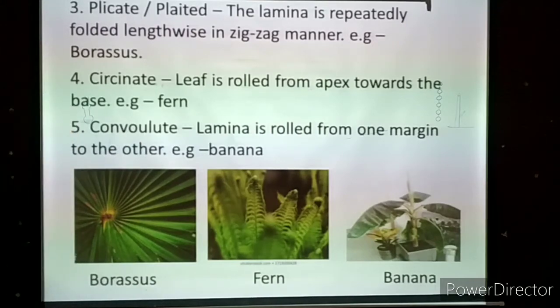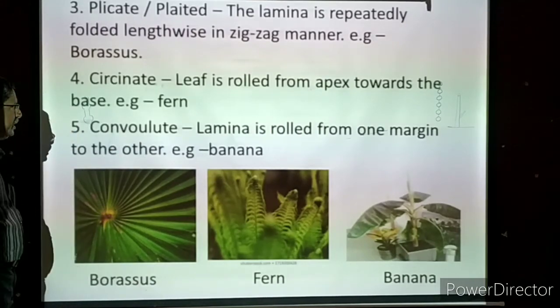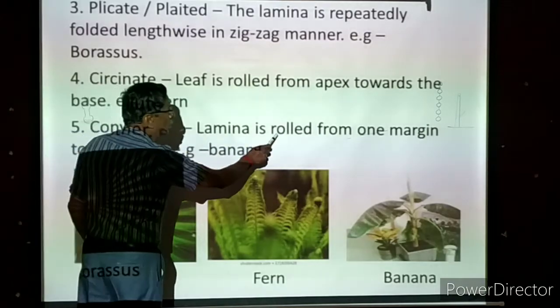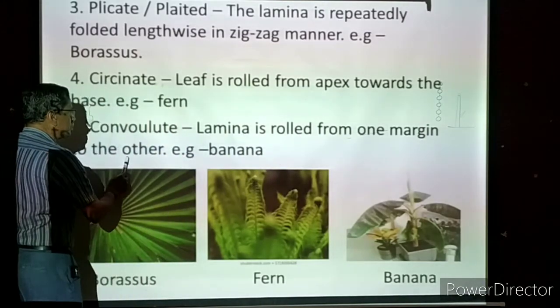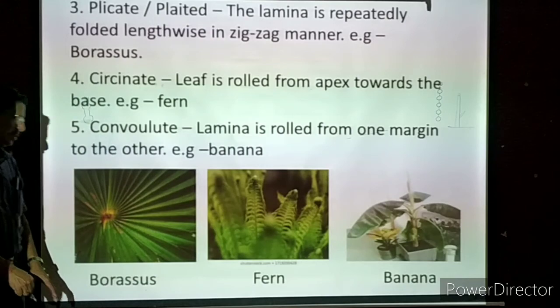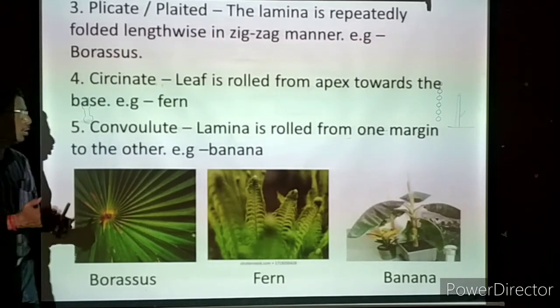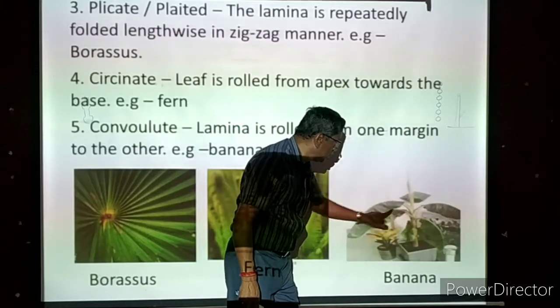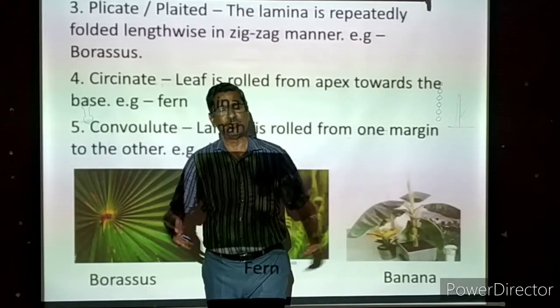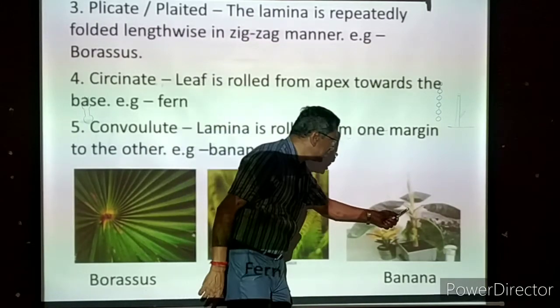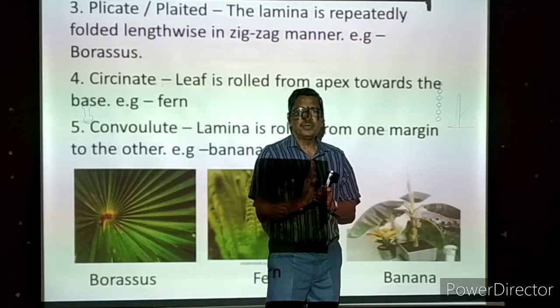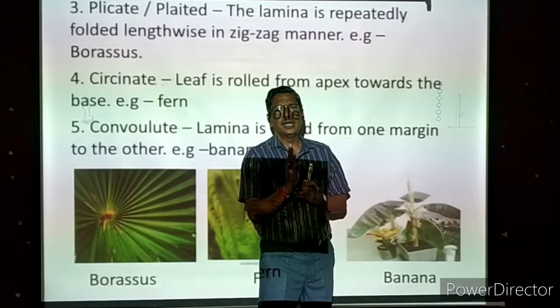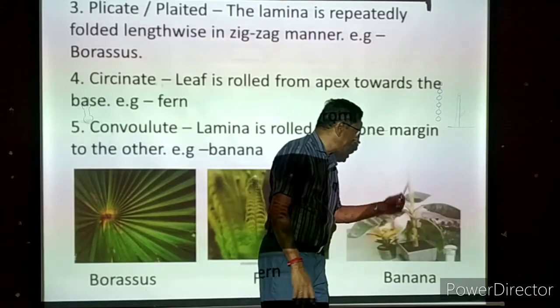Next one is convolute. Okay, convolute. What is the meaning of convolute? Convolution, we are telling. Lamina is rolled from one margin to the other. Example, banana. How the lamina is folding from one margin to another. Now you take the young leaf of banana, not old leaves. Old leaves are stretched. But young leaves at the center on the top if you take, it will become green, very soft, green, very long tube-like structure you can find.